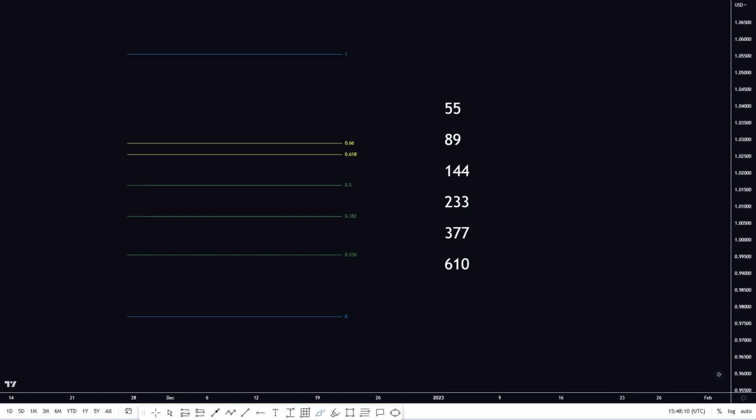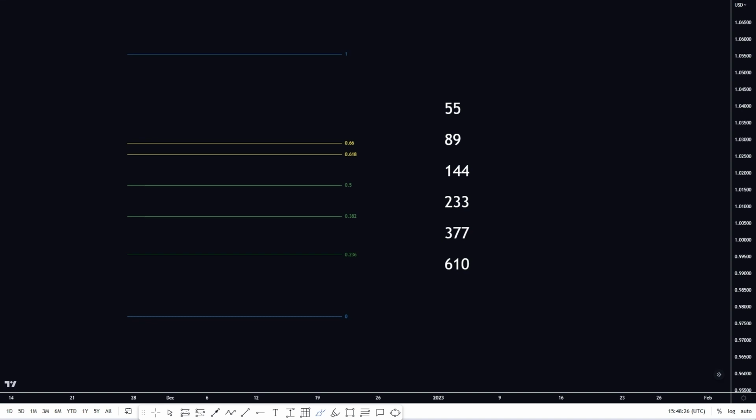So you may be wondering, well, what about the other numbers on the chart? Well, the main two other numbers that we're going to be focusing on are both 0.236 and 0.382. Now, what are the ratios of these numbers all about?